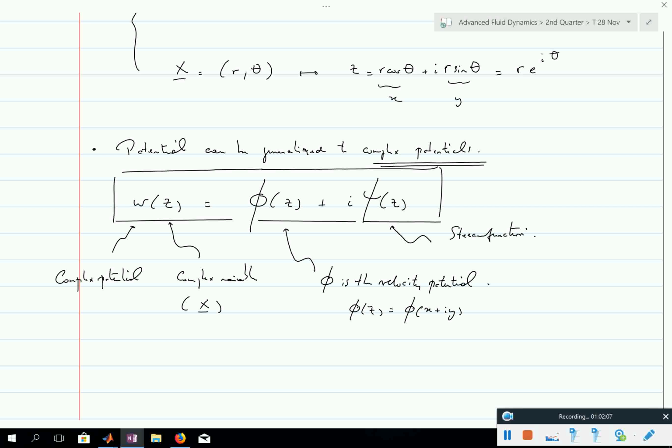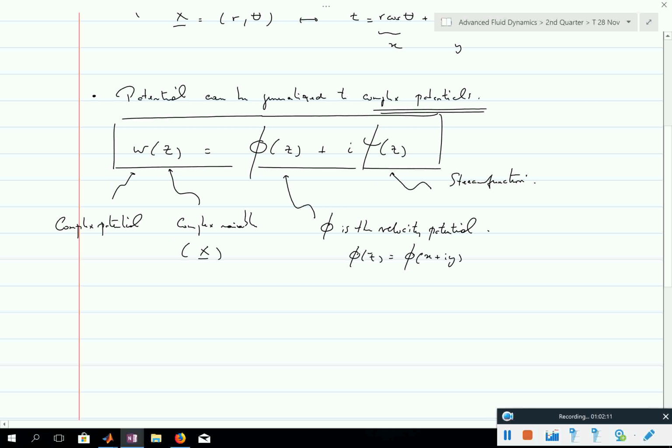Okay, so you can generalize your potential to get a complex potential. Your complex potential has a real part and an imaginary part. The real part is your velocity potential, and your imaginary part is the stream function.